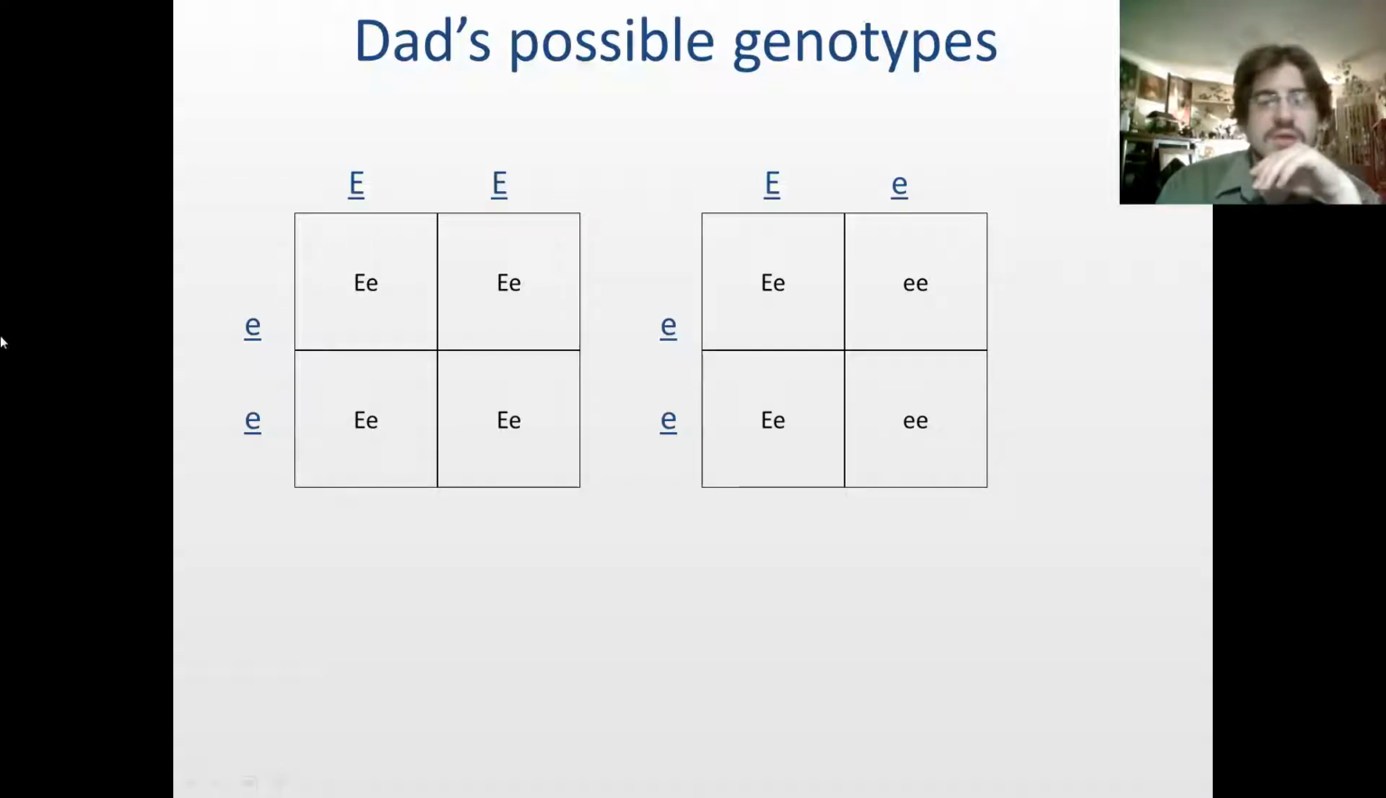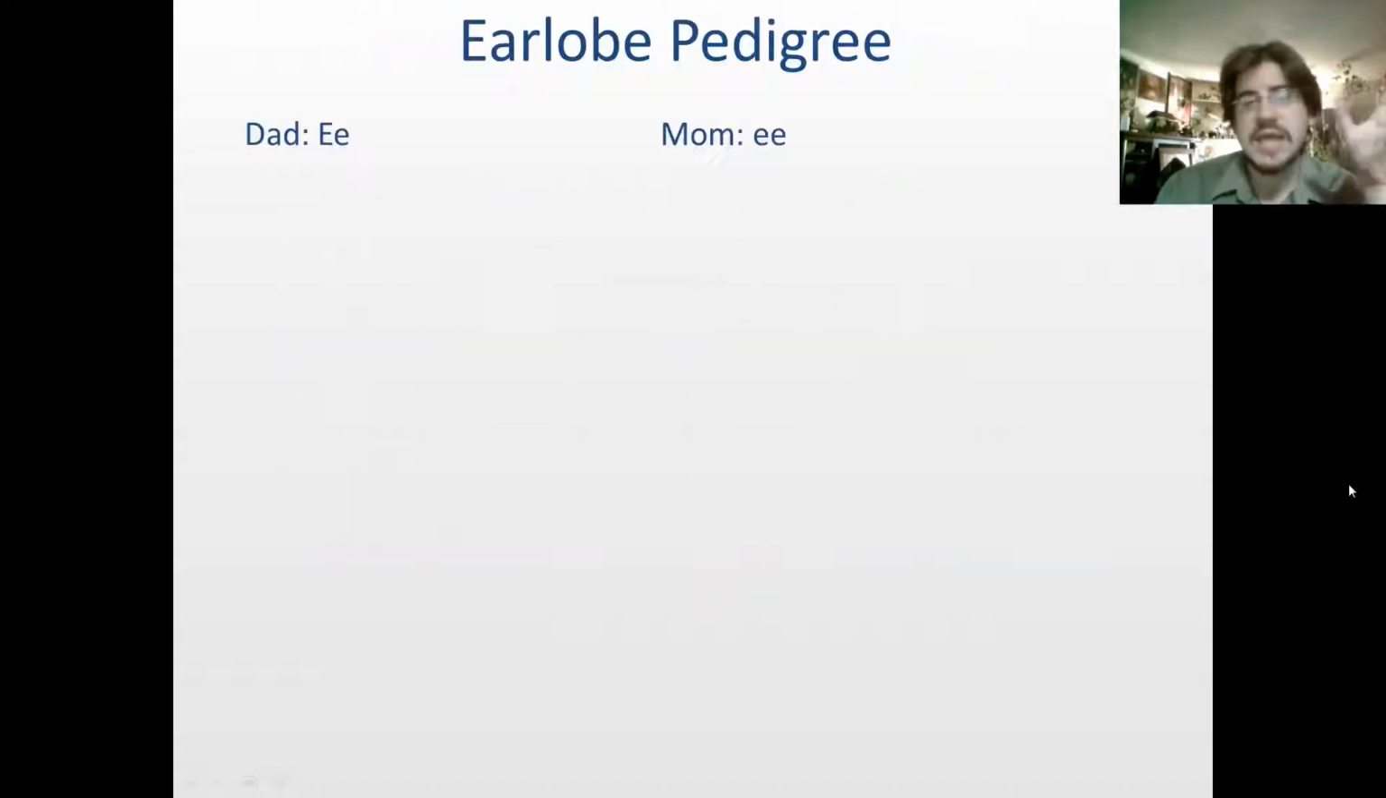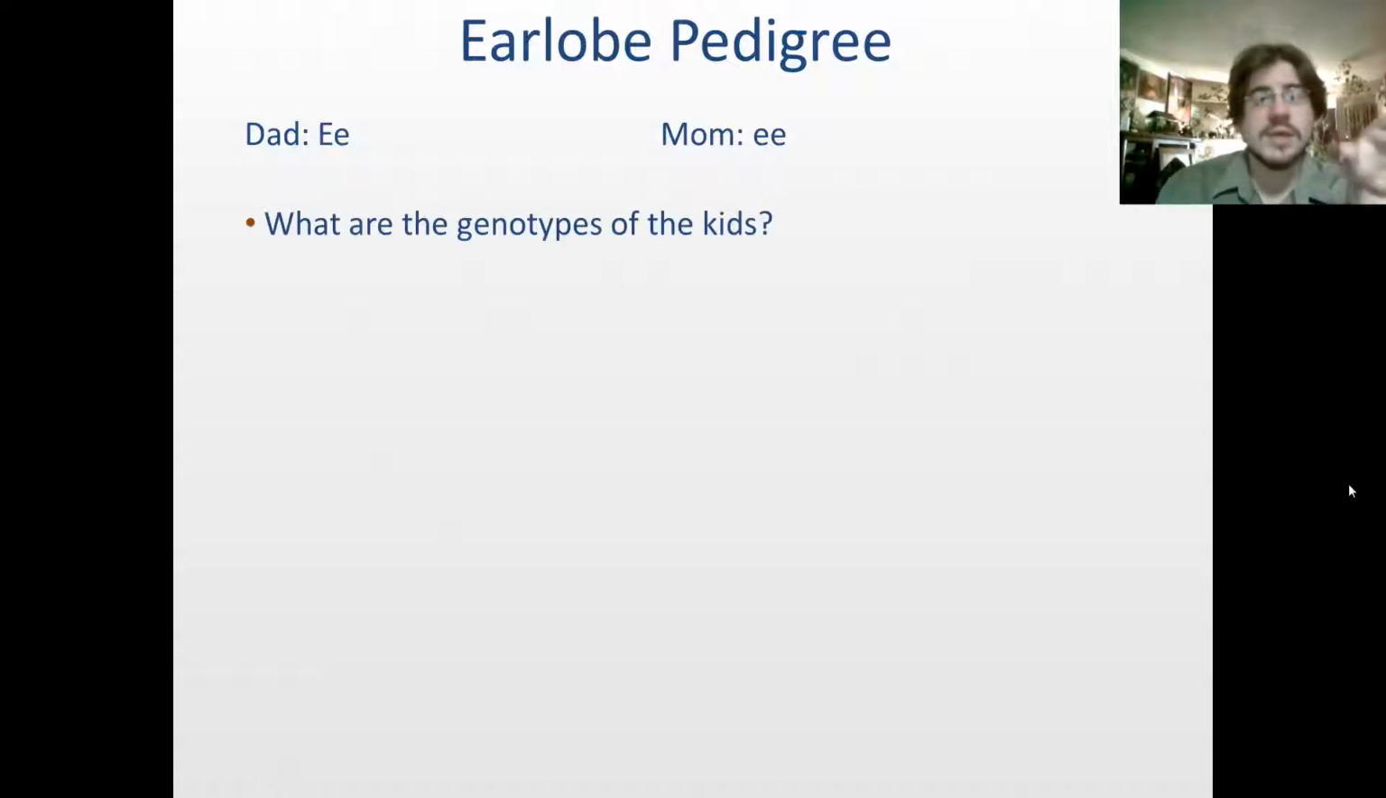Bam. Here, this one, you can only get free earlobes. Where in this one, you can get free earlobes or attached earlobes. Knowing my sister has attached earlobes automatically means it's this square here, which means my dad is heterozygous. And since I have free earlobes, I automatically know that I am heterozygous as well, since these are the only possible options here for having free earlobes. Neat!